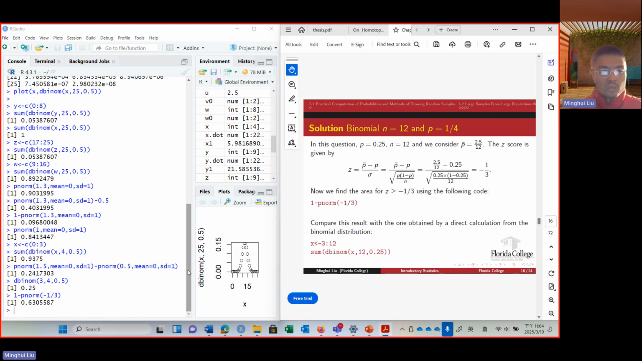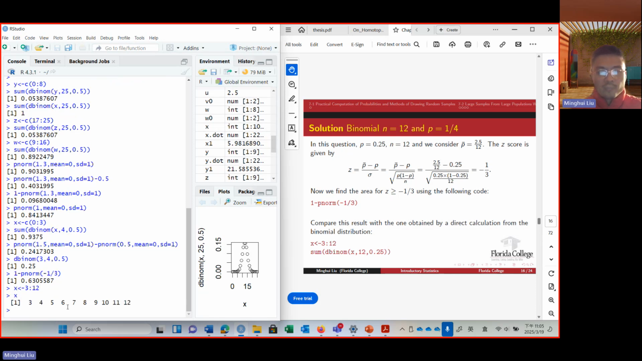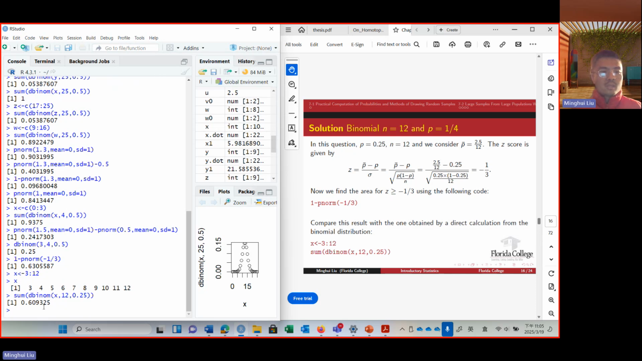To do so, we're going to define x. Here's another way to write a vector: instead of using c, you can also just use 3 through 12. And you can actually quote x to make sure. And then you can do the sum of dbinom of x, comma 12, comma 0.25. 12 because we flipped the coin 12 times, and 0.25 is the probability of getting one success. And you get 0.61-ish. So if you compare these two results, you see you get very similar values.